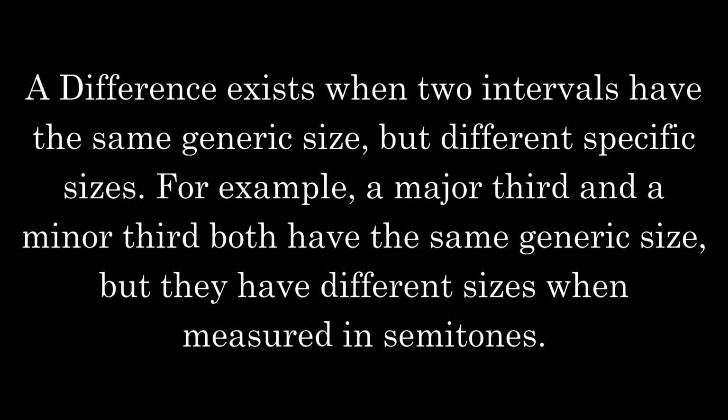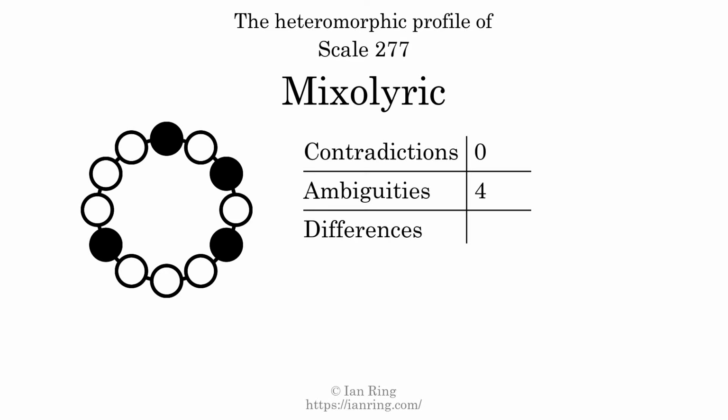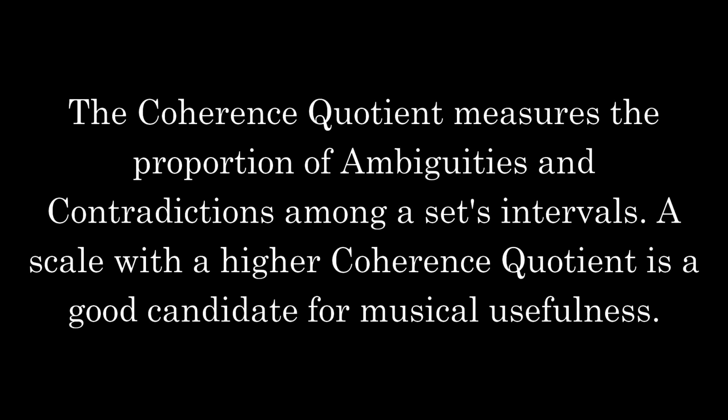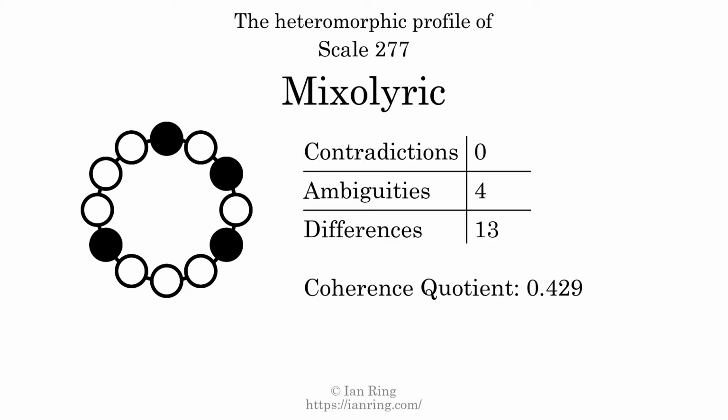A difference exists when two intervals have the same generic size, but different specific sizes. For example, a major third and a minor third both have the same generic size, but they have different sizes when measured in semitones. The number of differences in this scale is 13. The coherence quotient measures the proportion of ambiguities and contradictions among a set's intervals. A scale with a higher coherence quotient is a good candidate for musical usefulness. The coherence quotient is 0.429.